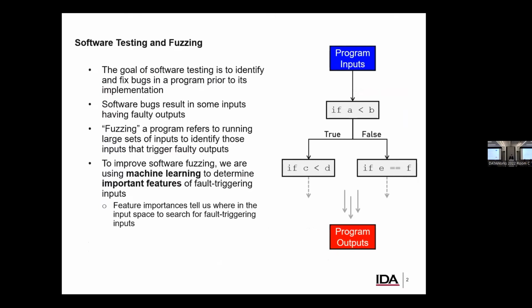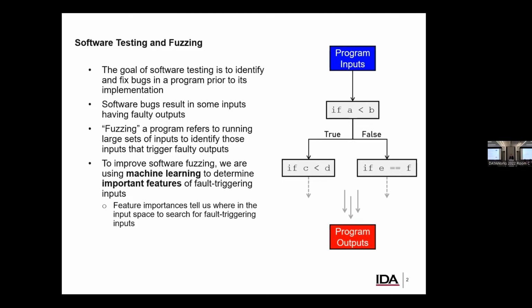So what was our goal in this research project? Our goal was to develop a software fuzzer based on machine learning. So what is fuzzing? Fuzzing is just running random inputs through a software program, checking the outputs, checking if they're the right outputs. If they're not the right outputs, you know there's a bug in the program. And the goal of testing the software is obviously to fix bugs prior to deploying the software system.